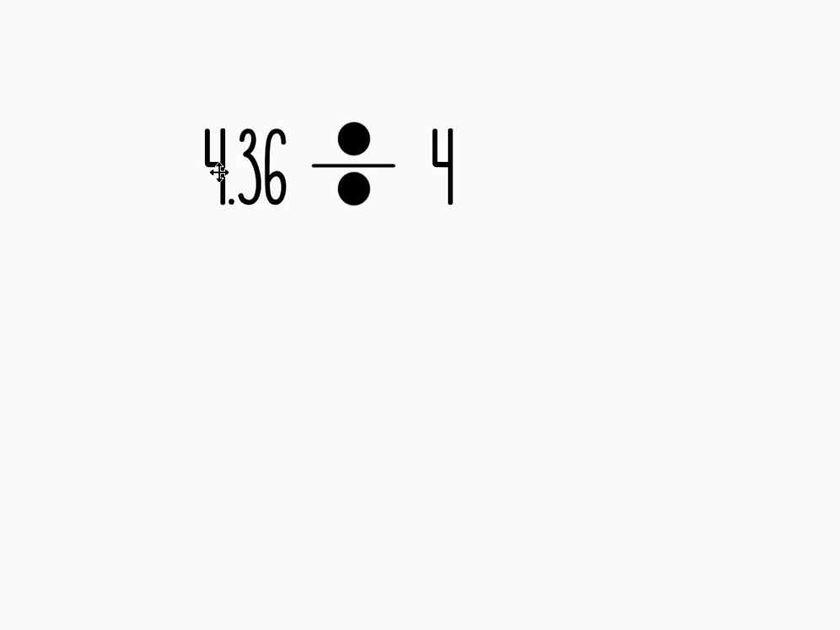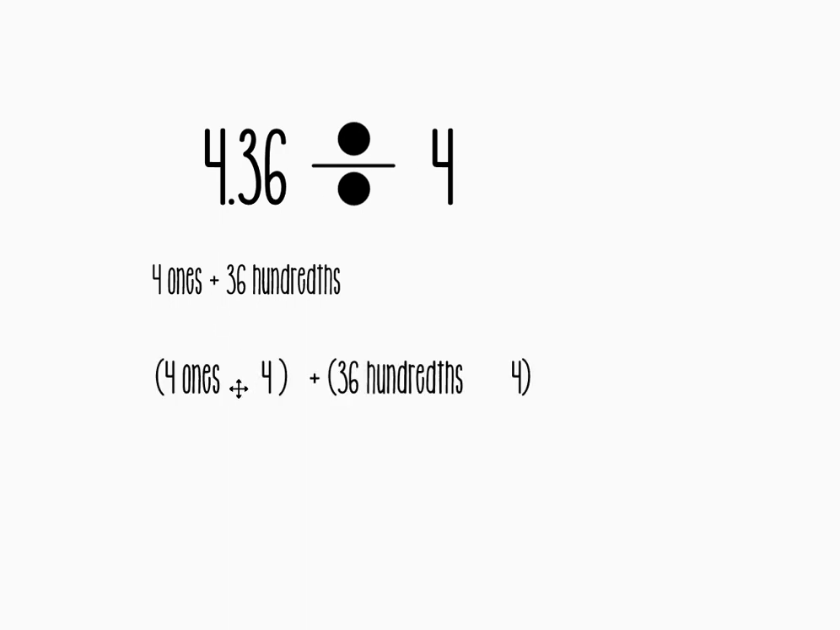Here we have 4 wholes and 36 hundredths. We're going to use a little bit of the distributive property here. We're going to say that this is equal to 4 ones, right? We have 4 in the ones place plus 36 hundredths. Okay? Now we are going to distribute this dividing by 4 into each one of these parts. So we can say that it's 4 ones divided by 4 and 36 hundredths divided by 4.